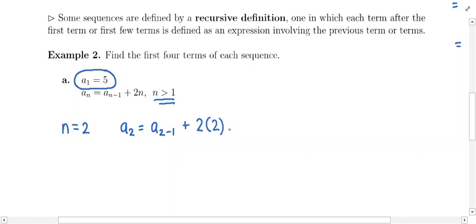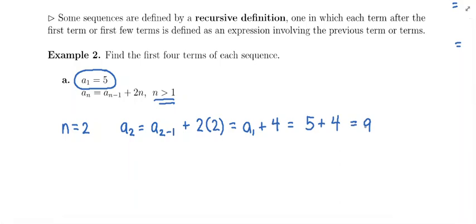Write everything out; you're less likely to make a mistake. If you simplify the subscript, it's a subscript 2 minus 1, that's a1, plus 4. So this is saying to get the second term in the sequence, you need to take the first term, a1, and add 4. We know a1 is 5, so add 4 to it. The second term in the sequence is going to be 9. So the second term depended on what the first term was.